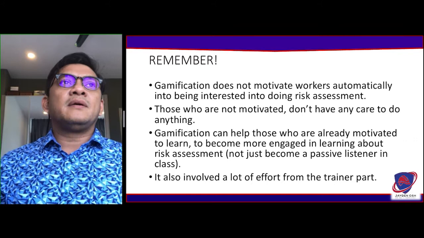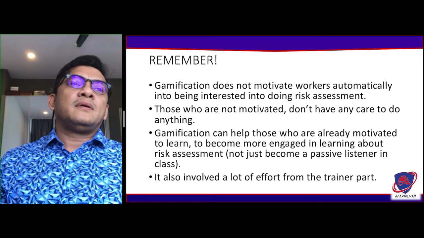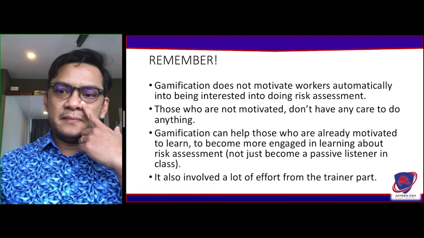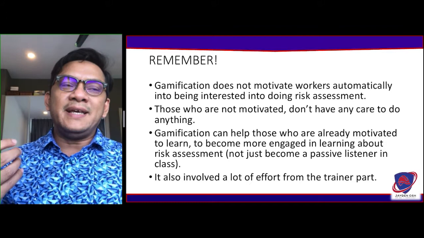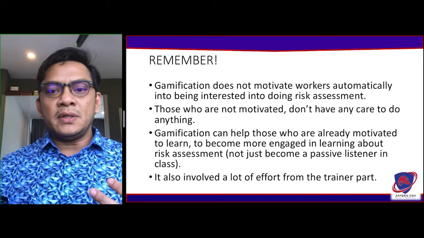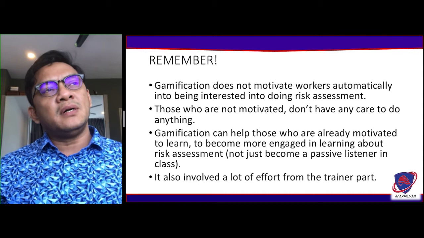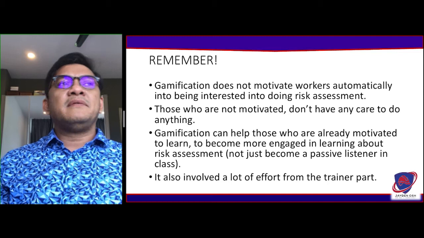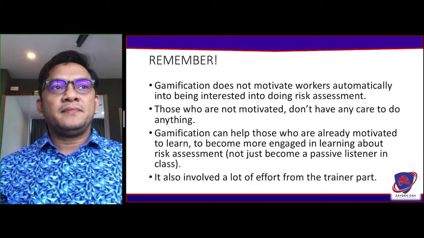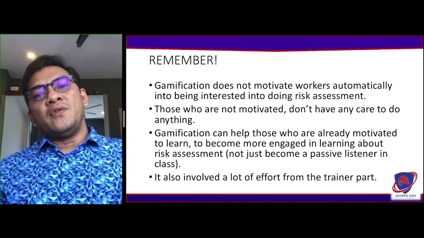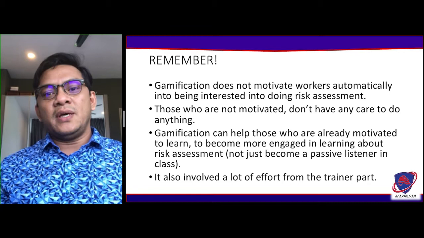Gamification can be used to increase the curiosity, the engagement of the participant into learning risk assessment. So gamification will only help those who already have some hint of motivation. If the participant is not motivated at all, if the participant believes this is not important to him, her, or this is something that is a waste of time, then usually it's quite challenging to get them on board. But sometimes when they get involved into the gaming experience, they might change. We don't know. Okay, we want to try. We need to try.